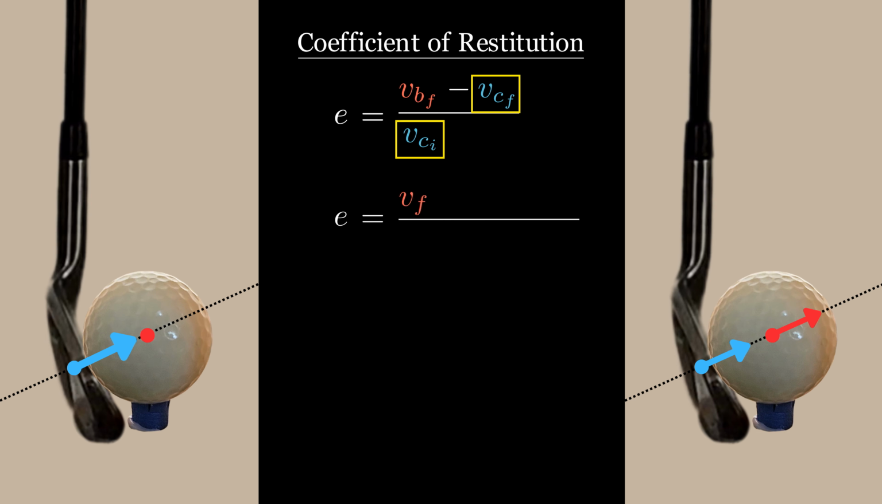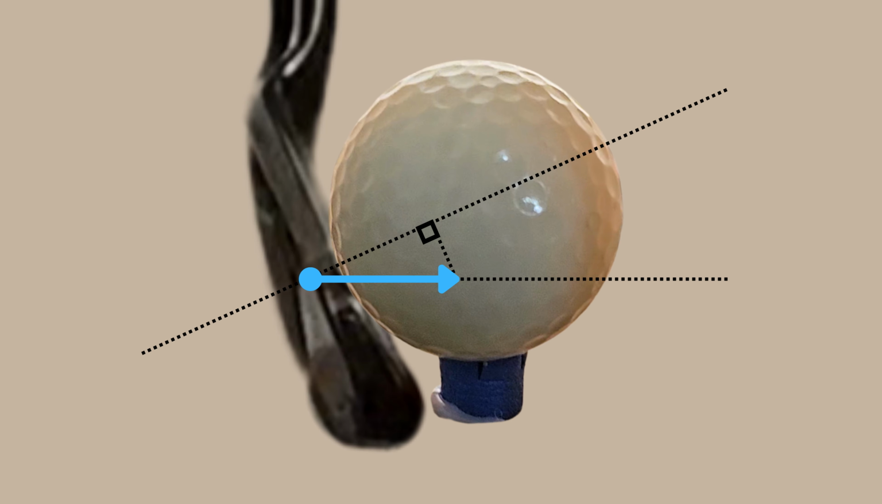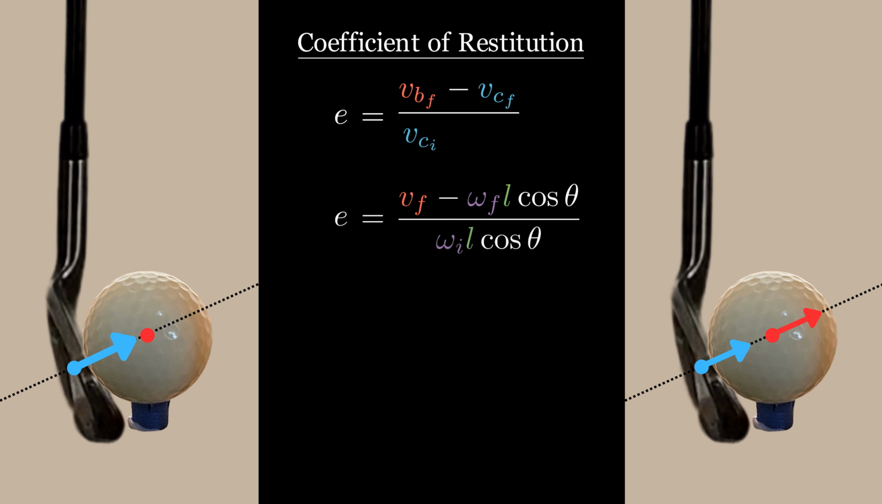For the final and initial club velocities, I can use the angular velocity times the distance from the point of rotation, but then I need to convert it to only use the component that goes through the axis of the collision, which again will be cosine of the launch angle.